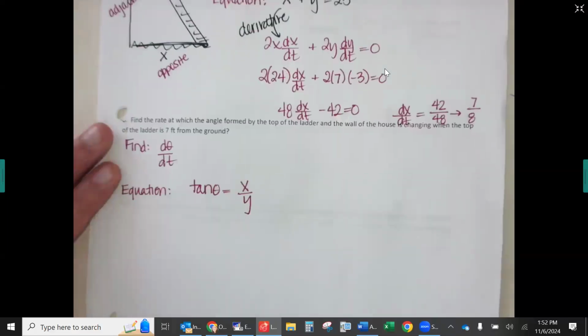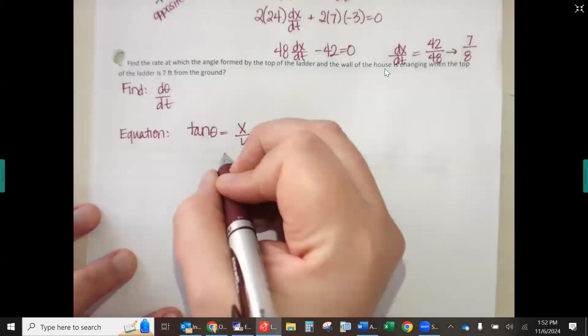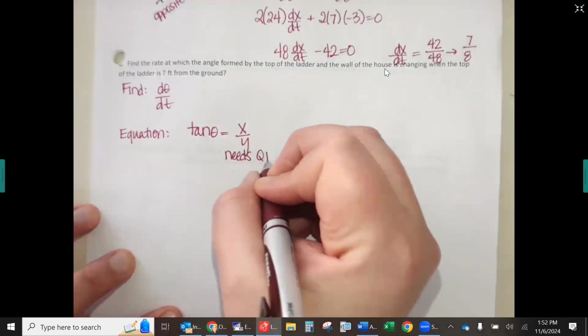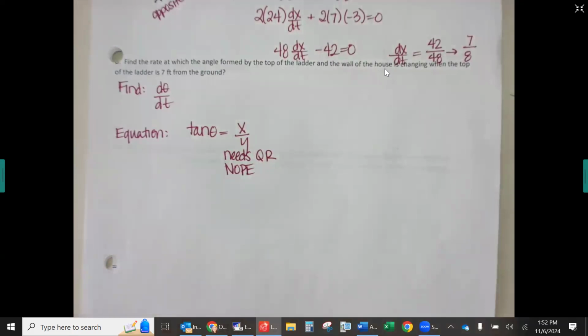Now, let's decide if we want to use this equation. When I take the derivative, tangent becomes secant squared. Kind of weird, but it's fine. But what am I going to have to use on X divided by Y? What rule? Quotient rule. If you can avoid quotient rule, you should always pick that. So I'm going to put here, this needs quotient rule, and then I'm going to put nope and move along. Tangent is not going to be the one that I want if I'm going to have to do quotient rule. Now, if I don't have another option, then fine. But let's think about our other ones.